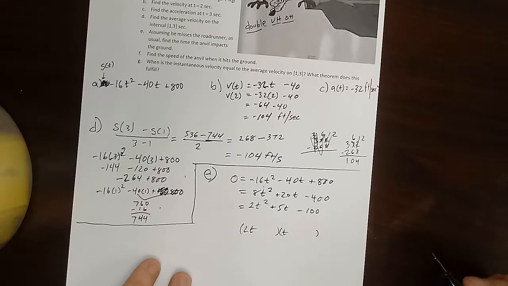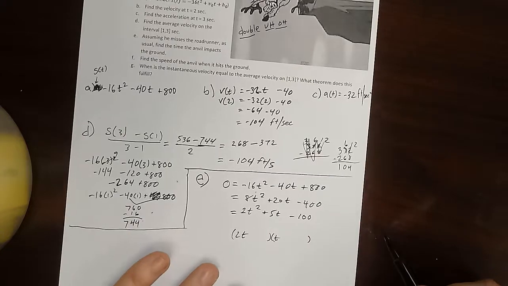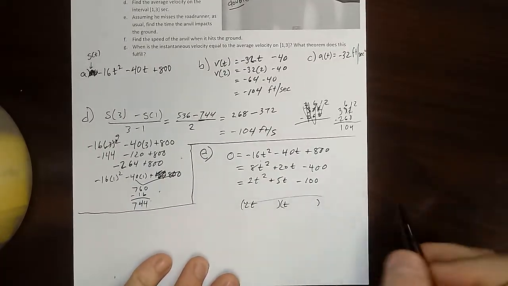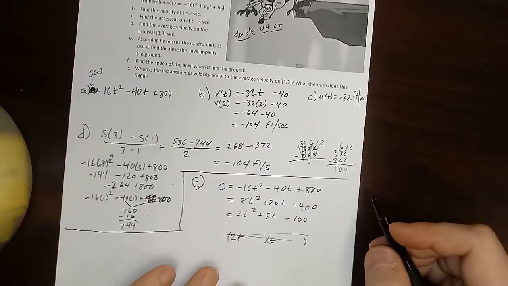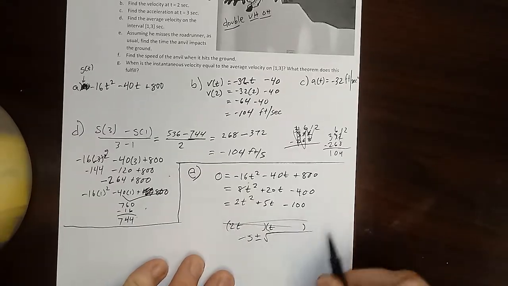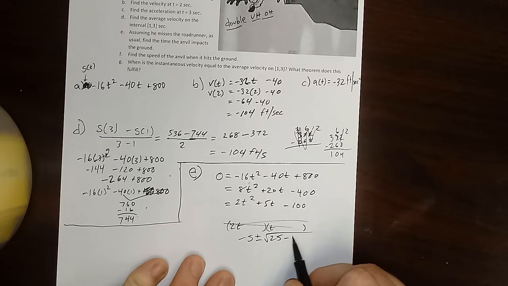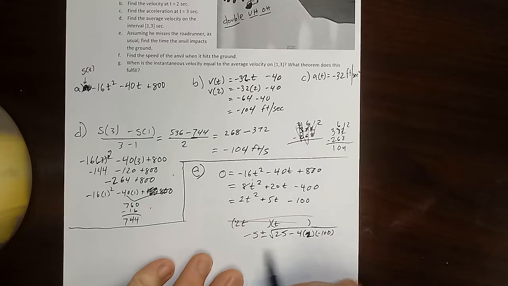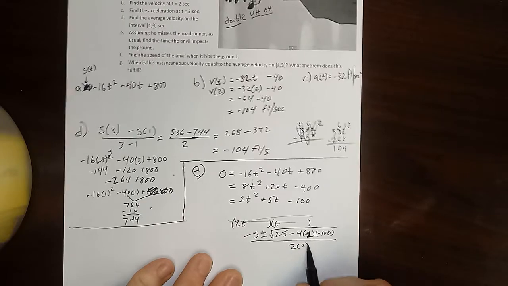So if you're seeing it, that's awesome. I'm currently not seeing it, so I'm going to resort to the quadratic formula, because I know the quadratic formula is negative b plus or minus the square root of b squared minus 4ac all over 2a.